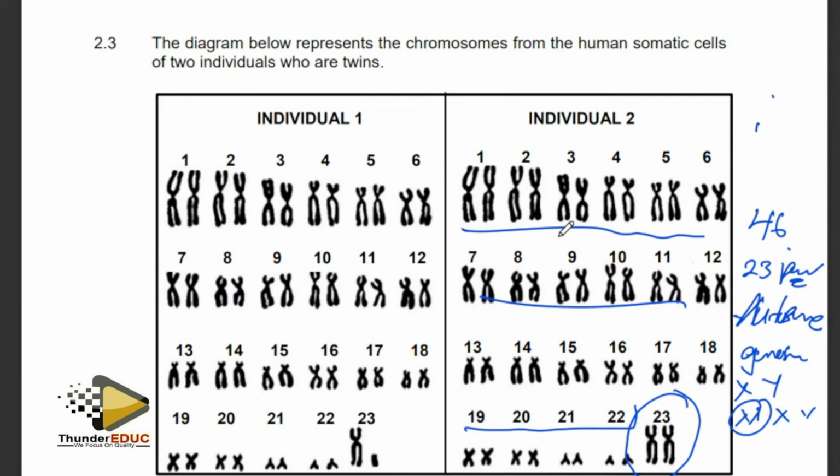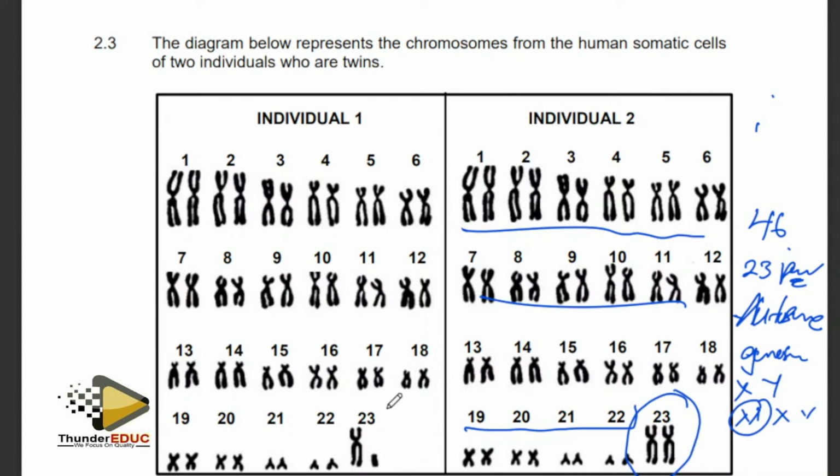The 23rd pair is made up of X and Y. If X and X meet, the individual is a female. If X and Y meet, the individual is a male. That's how you describe it. Now, what if they bring a karyotype like this and ask you which one is a male and which one is a female? Check. This one is short, while the other two are long. Therefore, this one is a male, this one is a female. Give a reason for your answer.